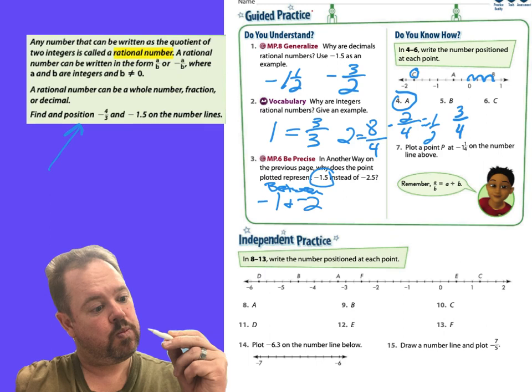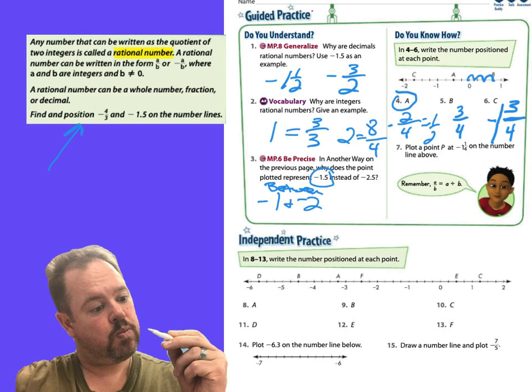Okay, so we know it's going to be negative because it's to the left of 0. And it's going to be a fraction that has 4 as the denominator. So I see it's between negative 1 and negative 2. So my whole number is going to be negative 1 and 1, 2, 3/4. Negative 1 and 3/4.